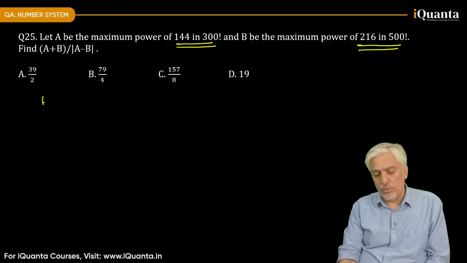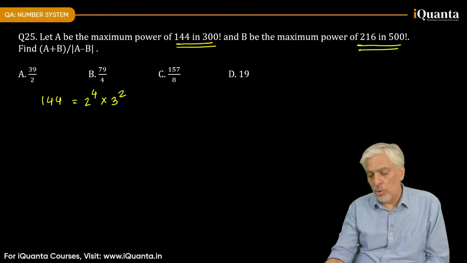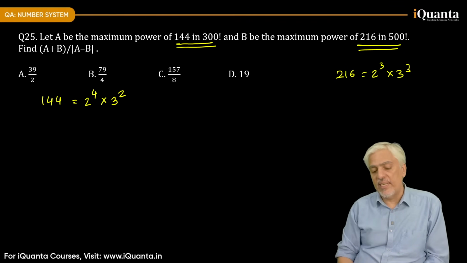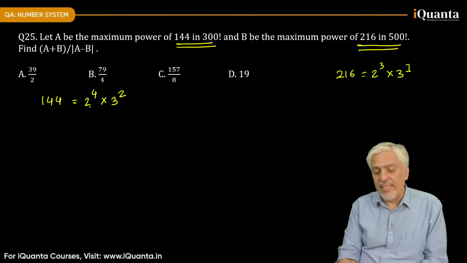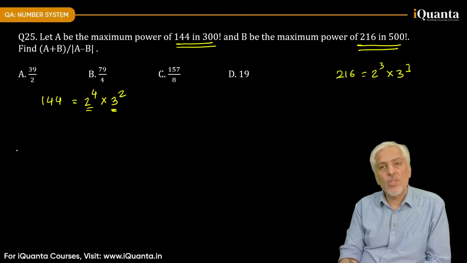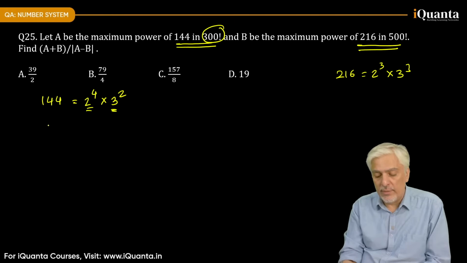144 is 16 nines, यानी 2 raised to 4 into 3 square. 216 is 6 cube, यानी 2 cube into 3 cube. दो अलग अलग क्वेश्चन की तरह करना है कंप्लीटली. कितने 2 कितने 3? अब आपने पैकेज बनाने का है. 300 factorial. तो 300 divided by 2, 150.